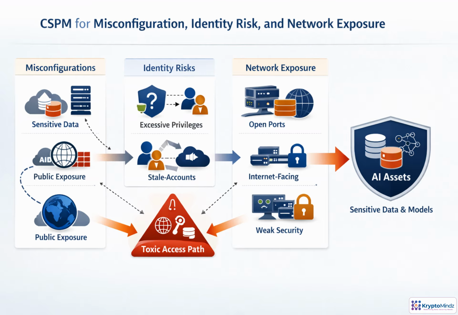Modern CSPM becomes especially valuable when it connects separate weaknesses into an attack path. A public endpoint may look low priority by itself, but if it also has an over-permissive role and access to training data, it becomes a serious AI risk. The goal is to find these toxic combinations early: open ingress, stale accounts, wildcard permissions, and exposed model assets. Remediation can then stay focused: restrict network access, enforce least privilege, and move sensitive services private.